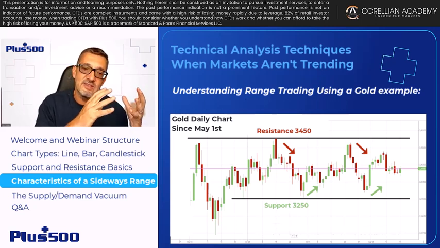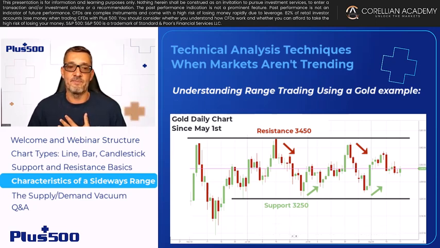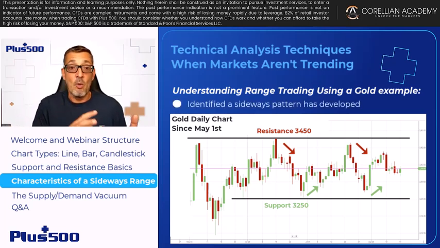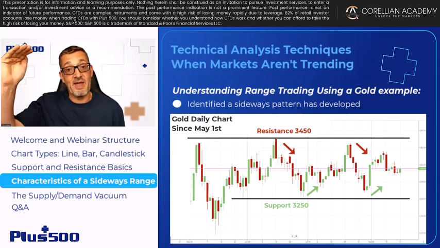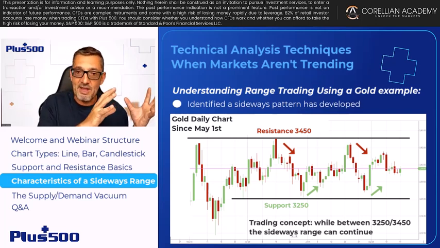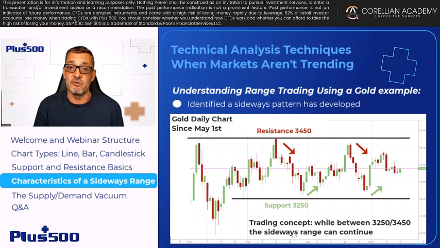So how can we use this analysis of gold within our trading? In this example, a sideways trading range pattern has developed where buyers have been found at the lower limits, or that support, around 3,250, and sellers have been found at the upper limits, or the resistance, at 3,450. The conclusion is that while gold remains between these support and resistance levels, the sideways range can continue.